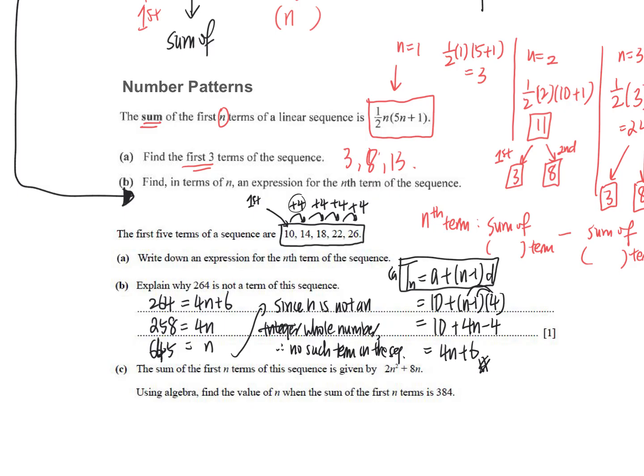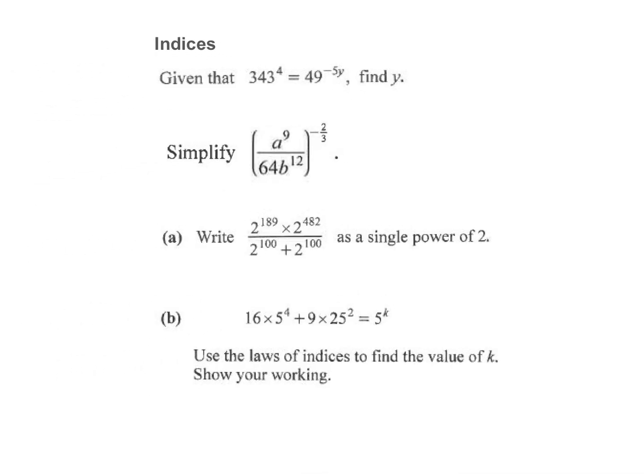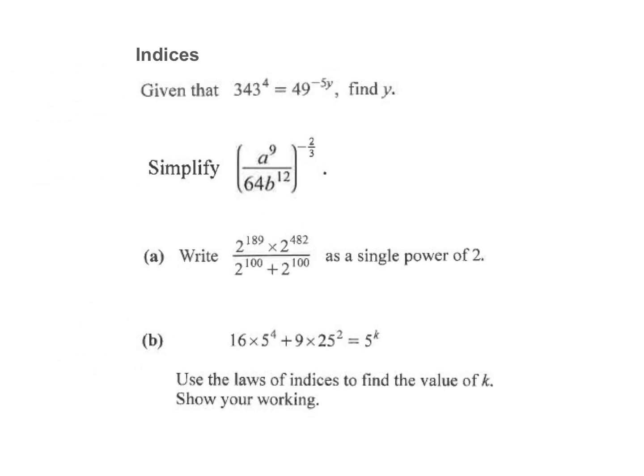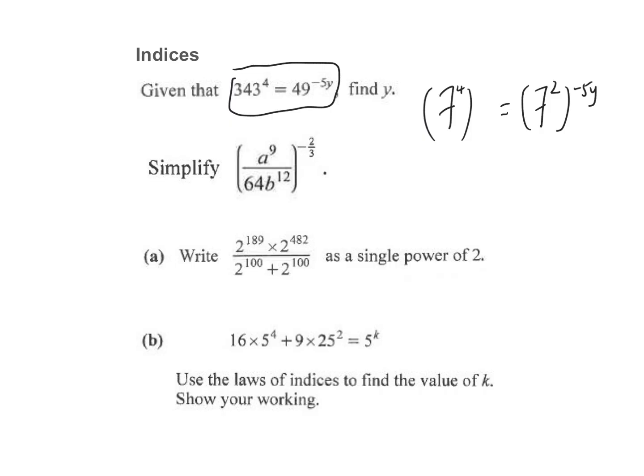Okay, next one is indices. So indices, these few types. When you see this, what do you think you need to do for both sides? Change to the same base. What do you think is the base? 7. So here it will be 7 square. Here it will be 7 what? 7 to the 4 is 343, so 7 cube. So from here is 7 to the 12, and from here is 7 to the minus 10y.